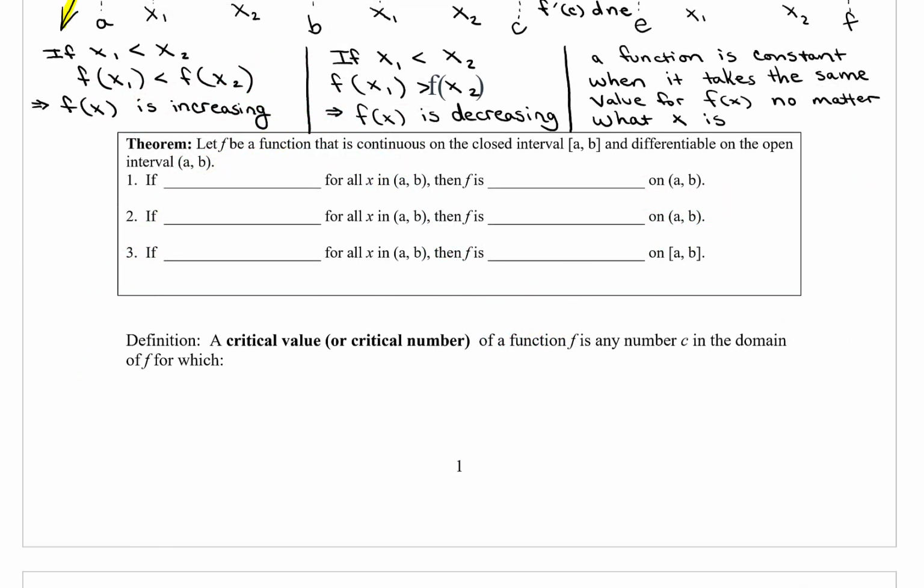Theorem. Let f be a function that is continuous on the closed interval from a to b and differentiable on the open interval from a to b. 1. If f prime of x is greater than 0 for all x in the open interval from a to b, then f is increasing on the open interval from a to b.